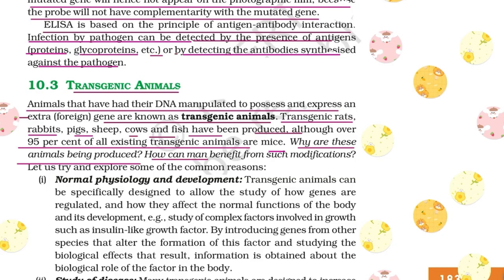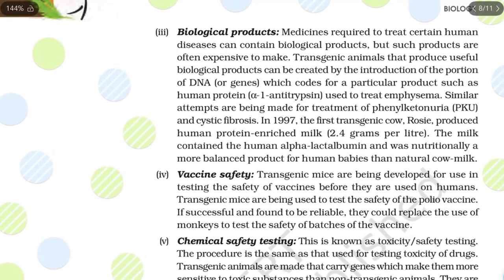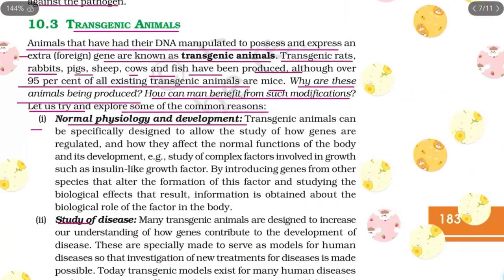Why are these animals being produced? How can man benefit from such modifications? Let us try and explore some of the common reasons. First is normal physiology and development. Second is study of disease. Third is biological products. Fourth is vaccine safety. Fifth is chemical safety testing. And that is finished.